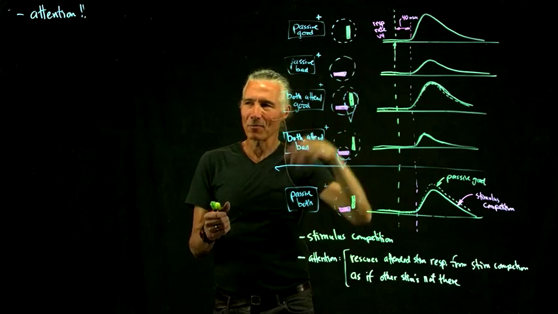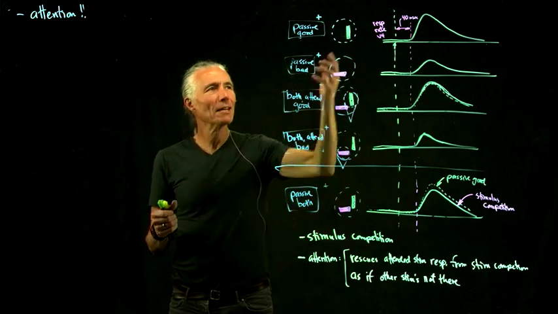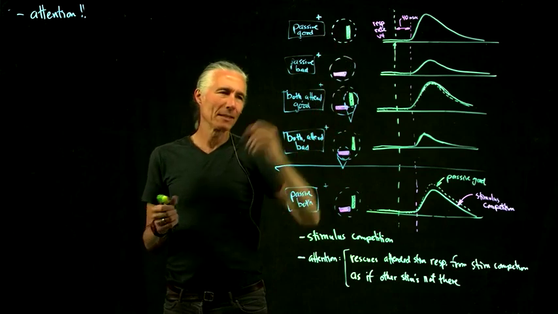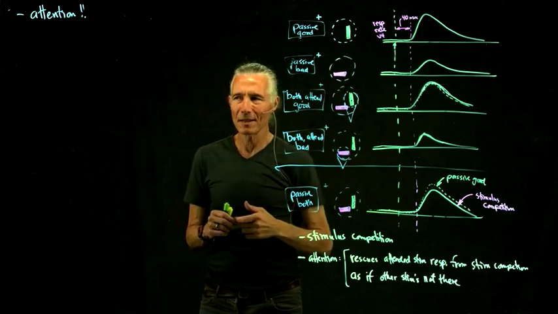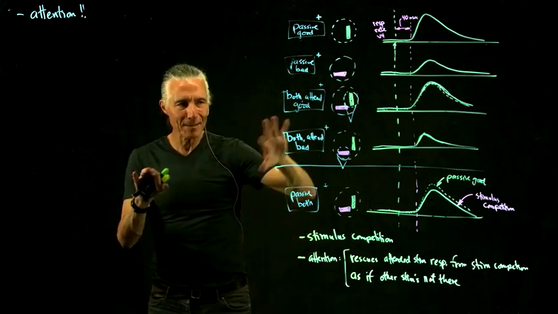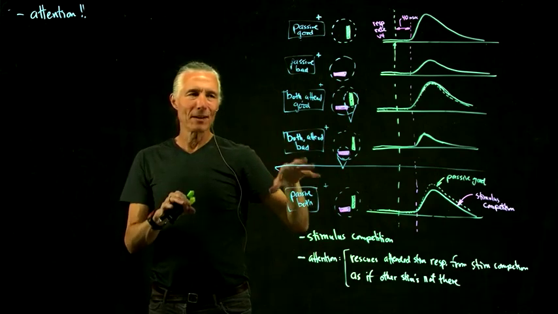It just kind of rescues it and allows the selectivity of the neuron to be expressed. So that's really what attention does. It kind of actively damages some of the other stimuli that you're not attending to.